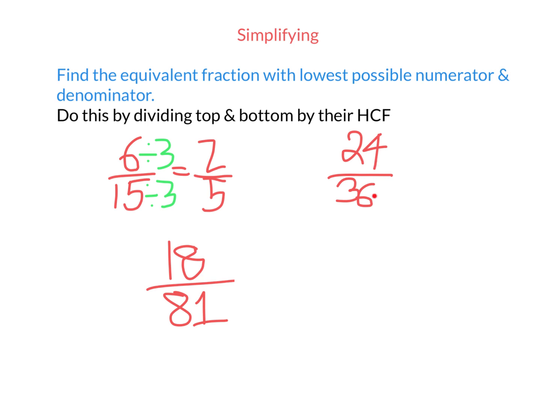So let's look at 24 over 36. We're going to simplify it. So what we're going to do is divide top and bottom by their highest common factor.